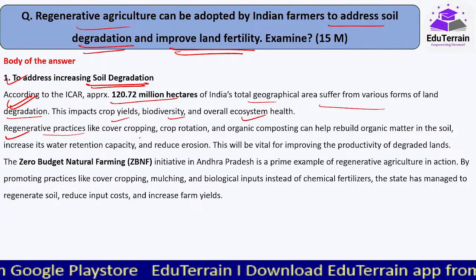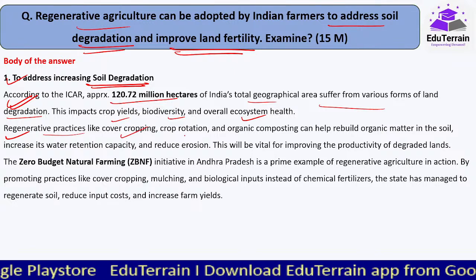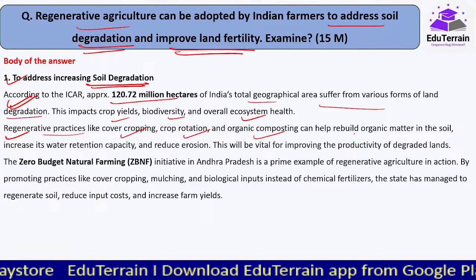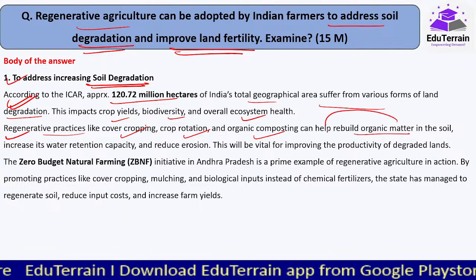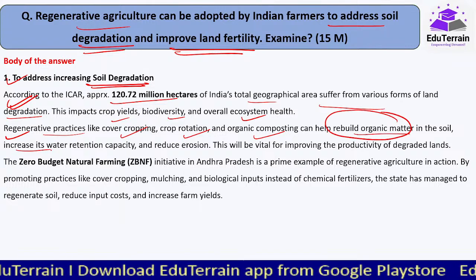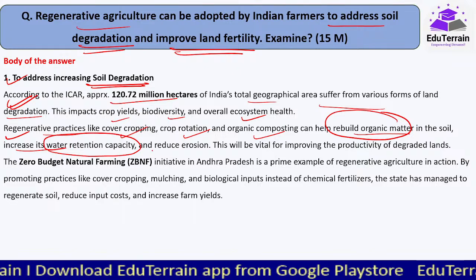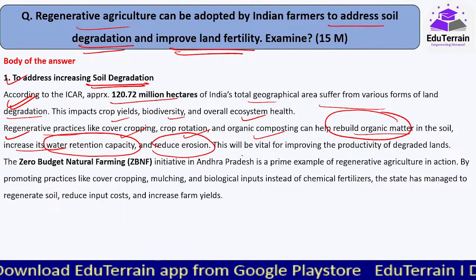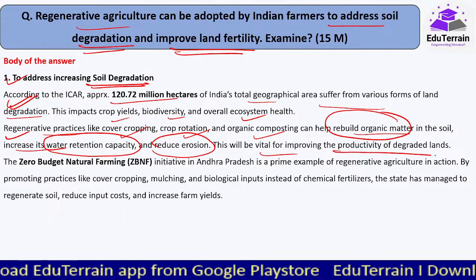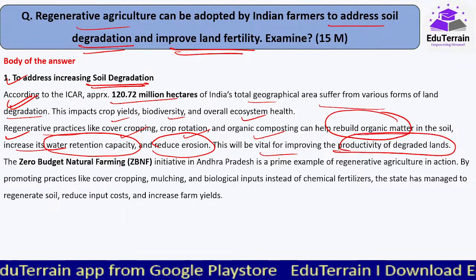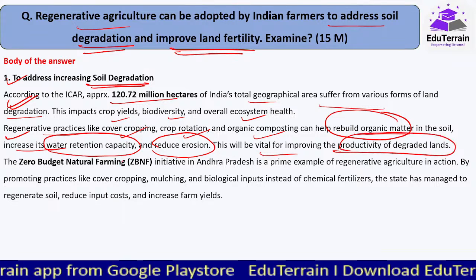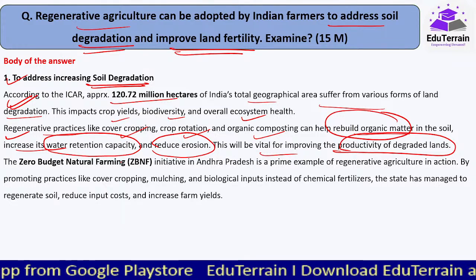So regenerative practices like cover cropping, crop rotation and organic composting can help rebuild organic matter in the soil, increase its water retention capacity and reduce erosion. This will be vital for improving the productivity of degraded land. So we are addressing the soil degradation.